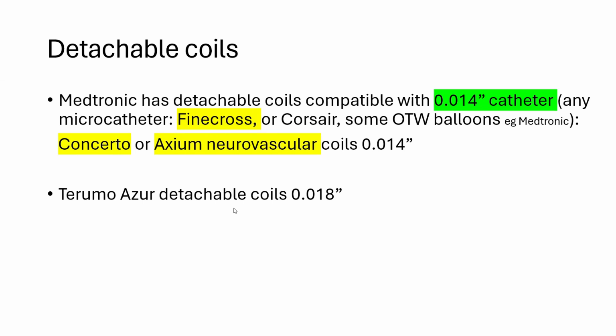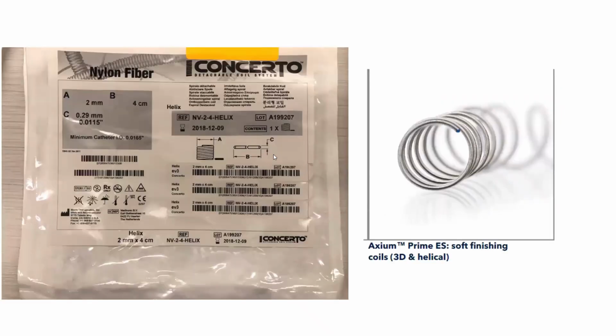Other companies have detachable coils such as Terumo Azure coils, like the Terumo Azure pushable coils, but those require 0.18-inch catheters. And these are the 0.14-inch Medtronic detachable coils. You have the Concerto coils, and you have the Axiom neurovascular coils. They are helical in morphology.